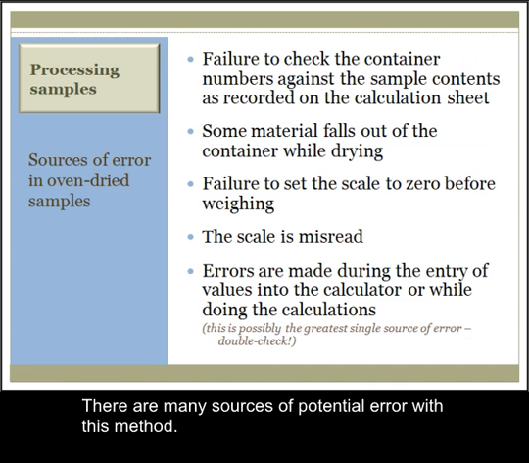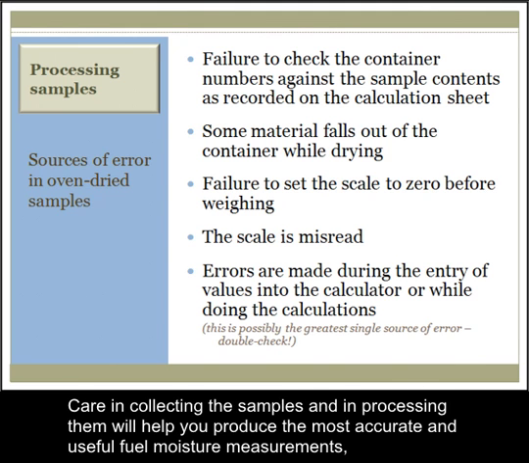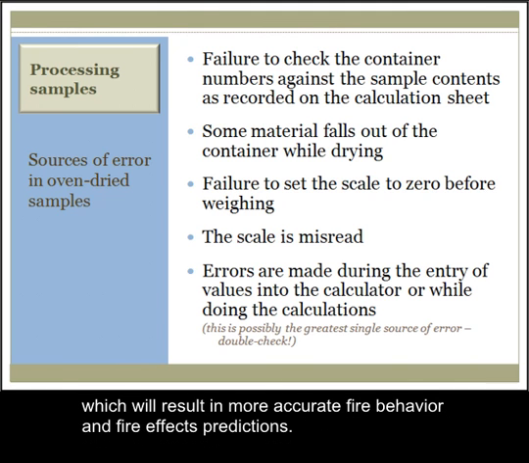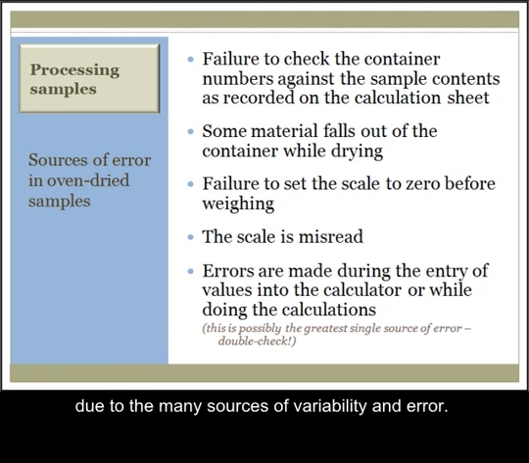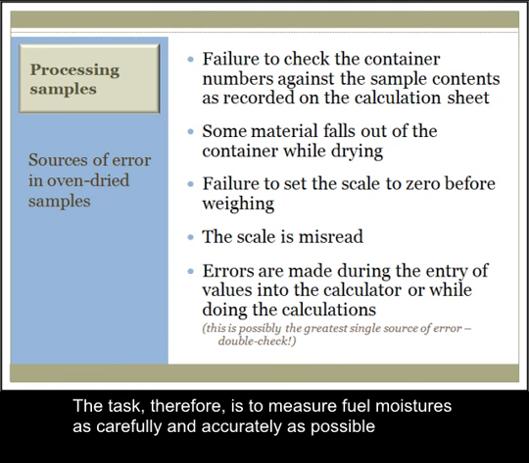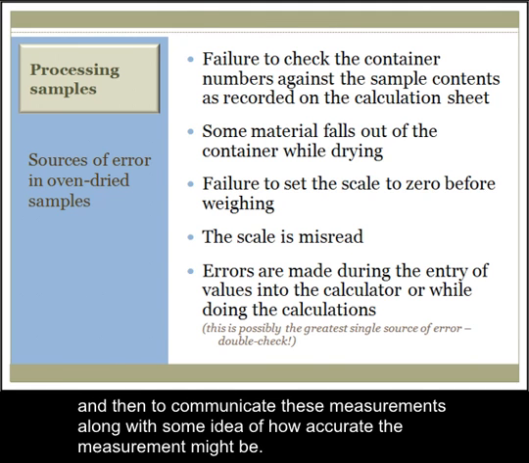There are many sources of potential error with this method. Care in collecting the samples and in processing them will help you produce the most accurate and useful fuel moisture measurements, which will result in more accurate fire behavior and fire effects predictions. But even under the best of circumstances, it's basically impossible to measure fuel moistures precisely, due to the many sources of variability and error. The task, therefore, is to measure fuel moistures as carefully and accurately as possible, and then to communicate these measurements along with some idea of how accurate the measurements might be.